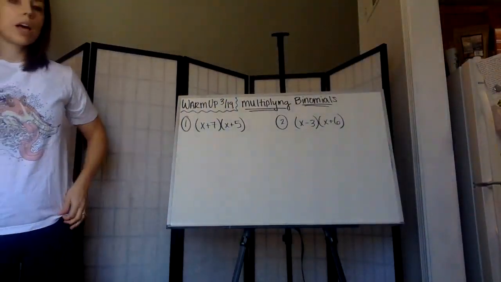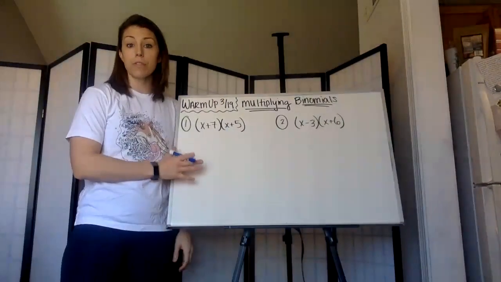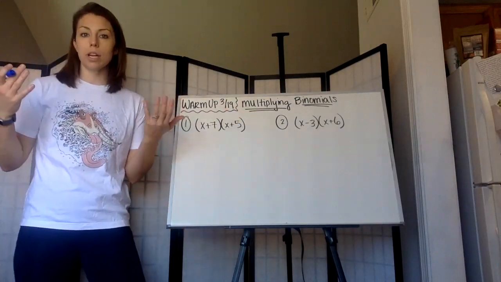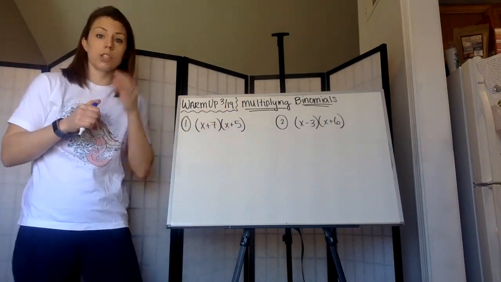All right, when you unpause, here we go. So I'm going to do double distribute on the first one, and I'll do area model on the second one. Again, you could have done area model on both or double distribute on both. It wouldn't change the answer.